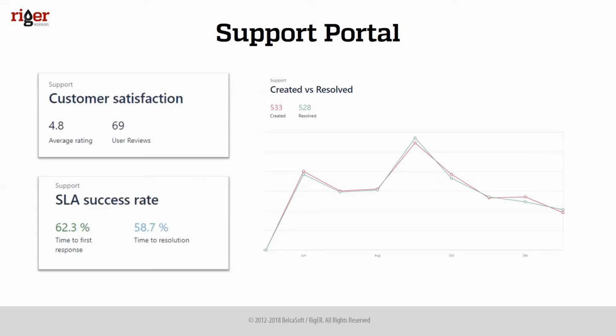We measure customer satisfaction with a short feedback form after the issue has been resolved. The average rating right now is 4.8 out of 5, and we've received more than 70 feedbacks at this moment. According to our service level agreement conditions, time to first response is 1 hour and time to resolution is 8 hours, depending on the plan that you have subscribed to in RigER, be it basic, business, or enterprise.